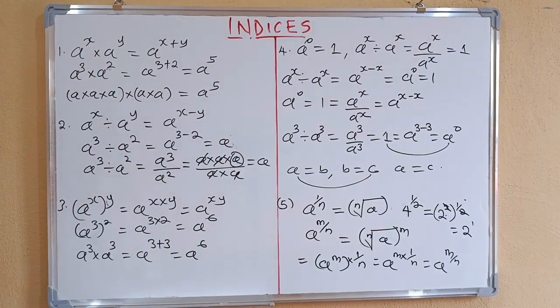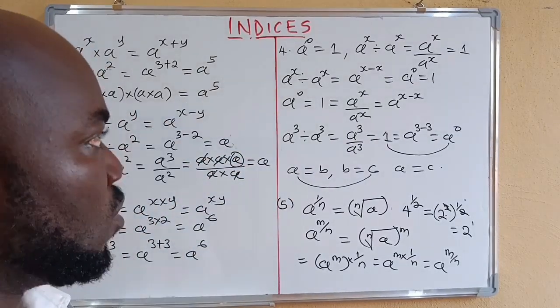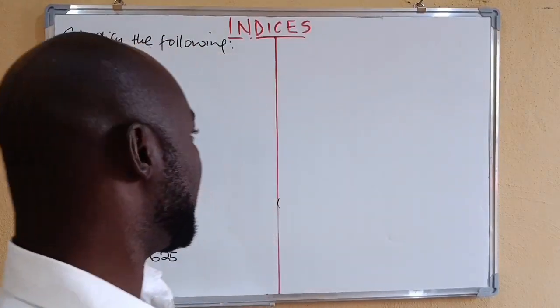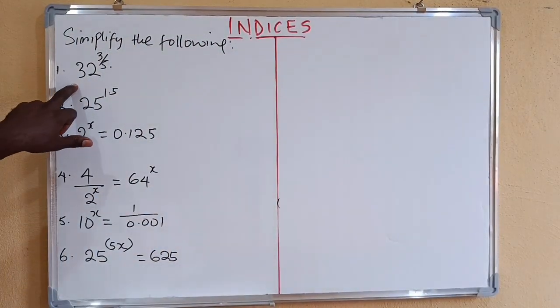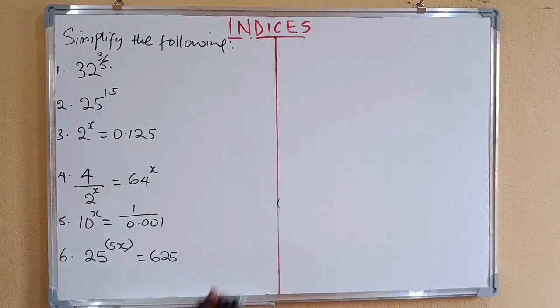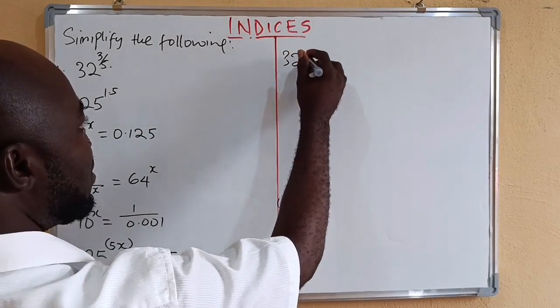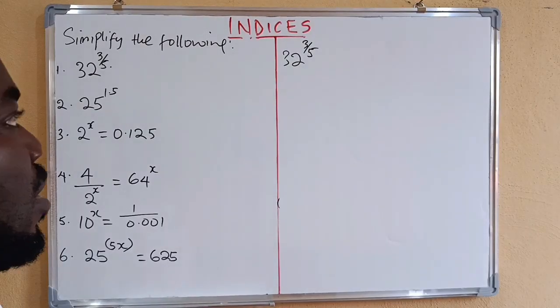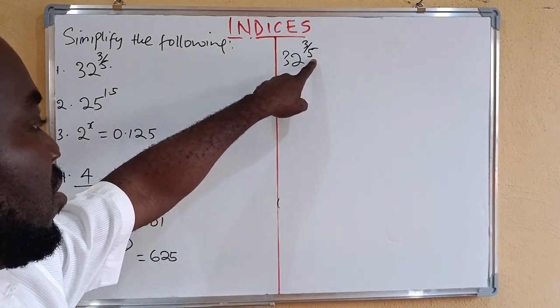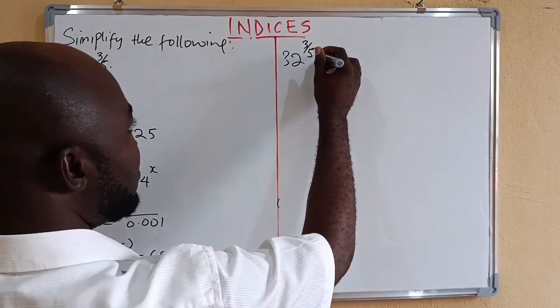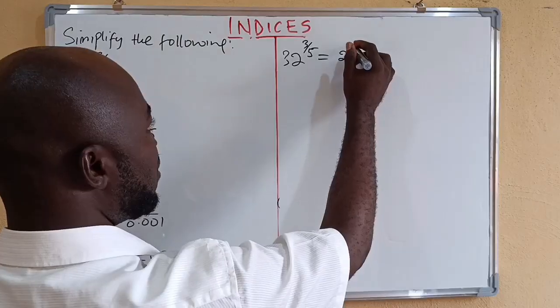So how do we apply some of these problems using these laws of indices? Because I'm going to give examples on the board and solve. Okay, so let's work on these examples here. This first one is 32 raised to the power of 3 over 5. Now what I have here is 32. I'm going to check what I can convert 32 to if I have a base 2. So 32 simply means 2 to the power of 5.